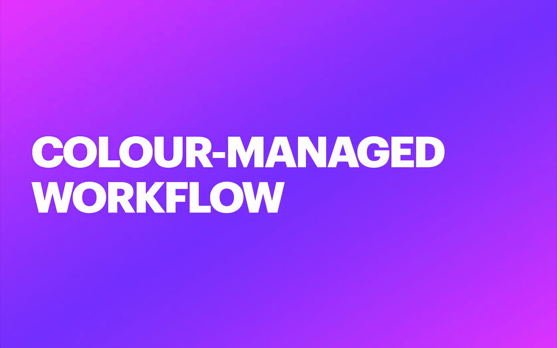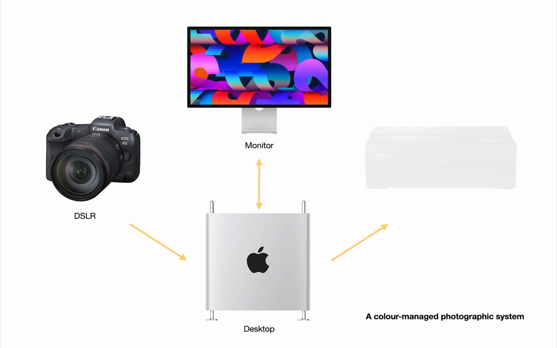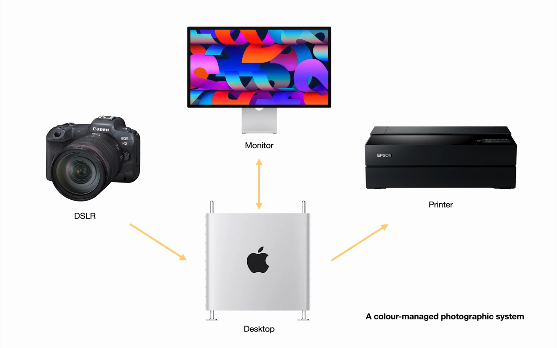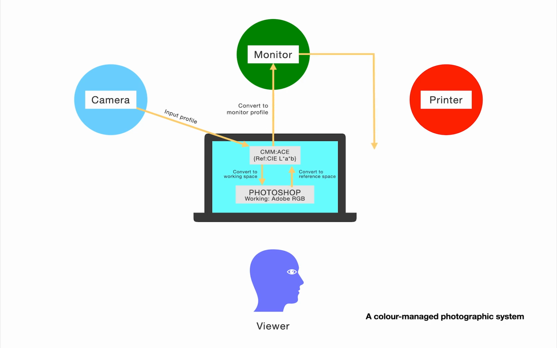So let's see how this color management system works. In a typical photography system, we usually have lots of input and output devices like cameras, printers, and monitors, and we want to set them up so that color translates accurately from one device to another. Communication and translation of colors between these different devices in a color-managed system is handled by a color management module, which is basically an app working in the background on your computer.